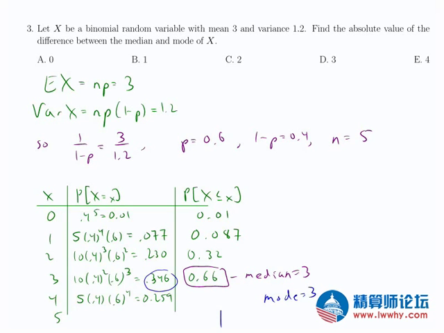And what do they want? We want the absolute value of the difference between the median, 3, and the mode, which is also 3. The absolute value of that difference, since they're the same, is going to be 0. And so we get answer choice A.